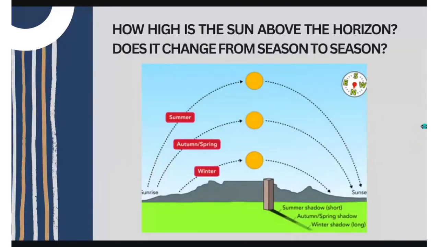So this is the illustration of the summer, autumn, spring, and winter angle. So how high is the sun above the horizon, and does it change from season to season? Next slide.